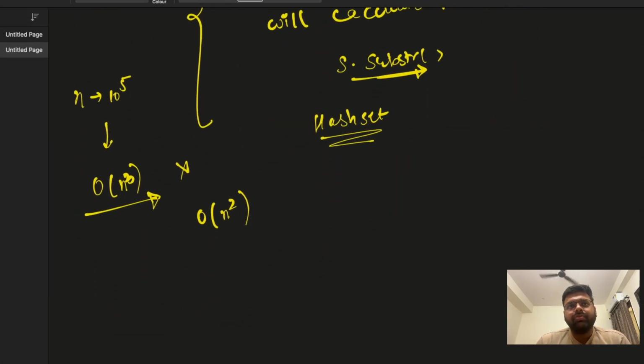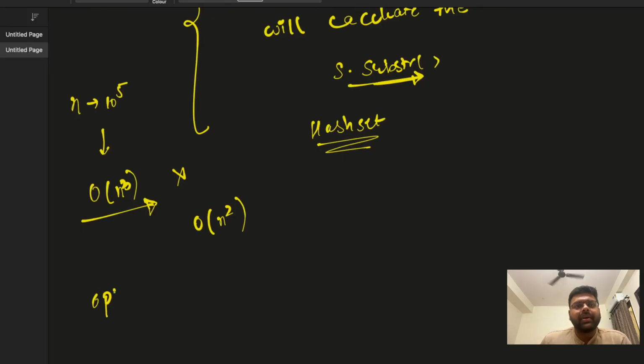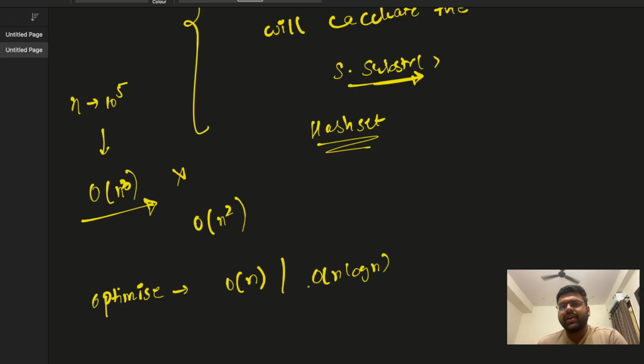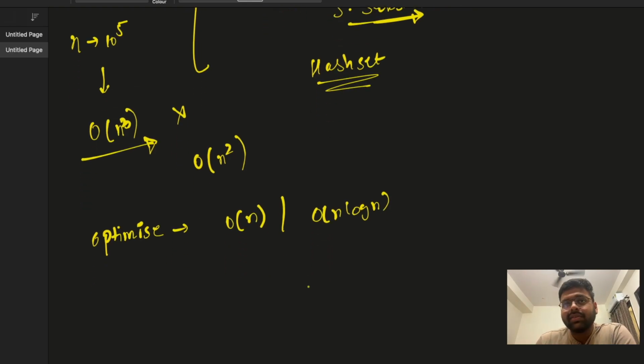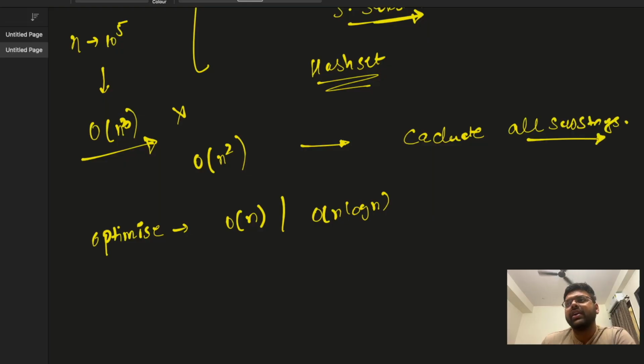So we understand that we need to optimize this, either to big O of n or something like big O of n log n. But now the question arises: how do we actually optimize this? Because the thing is, we need to calculate all of the substrings, and we have not yet read any kind of optimization for how to calculate all of the substrings in an easy fashion.